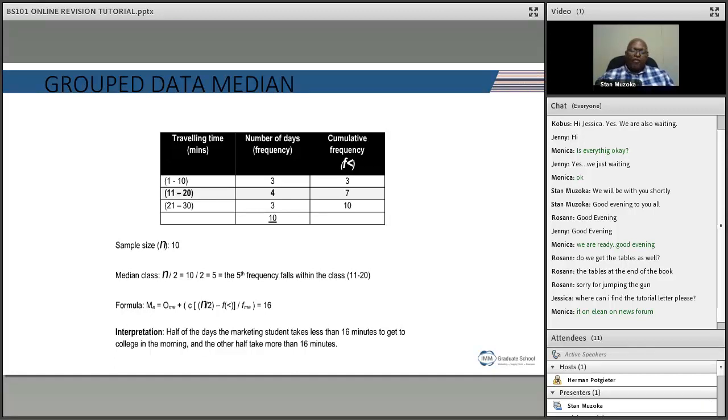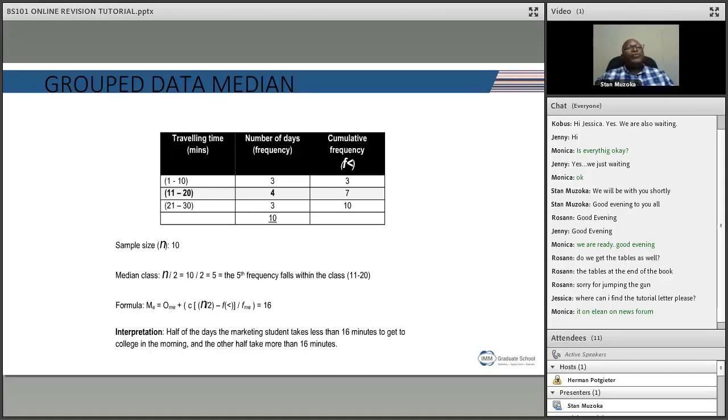Having decided that your median value is located at the 5.5 position, you then do your cumulative frequency less than, meaning that you accumulate your frequencies from the top. 3 plus nothing is equal to 3. I'm looking at the last column. 3 plus 4 is 7. 7 plus 3 is 10. And we see that the position 5.5 is in the 11 to 20 class. So that's your median class.